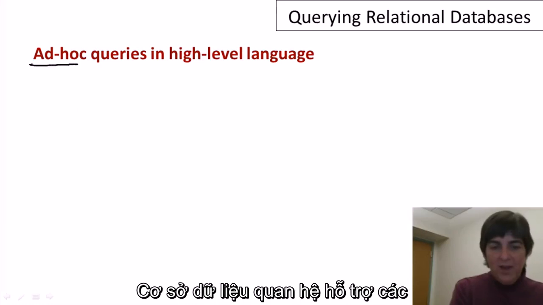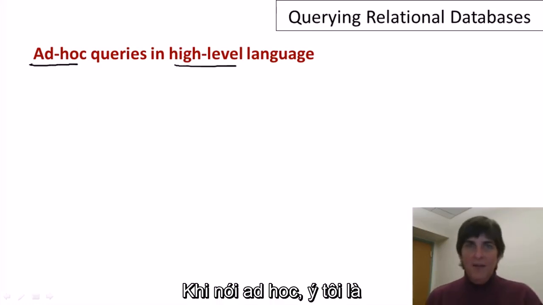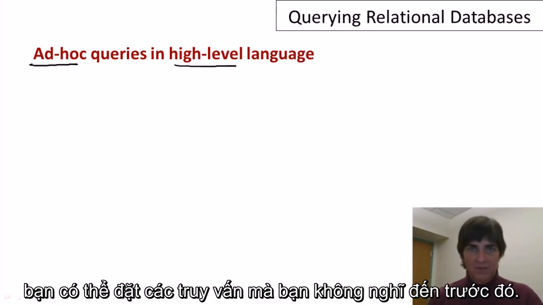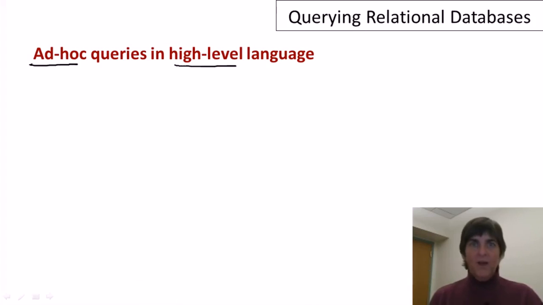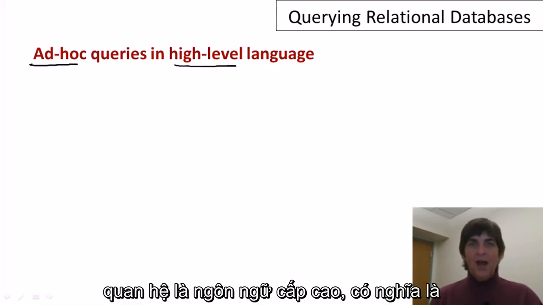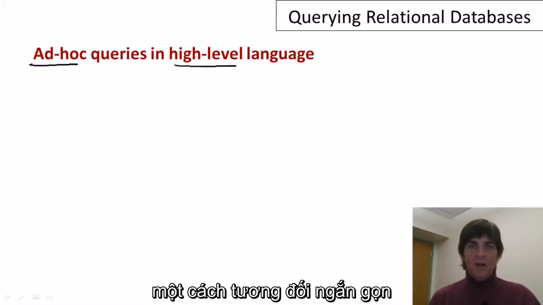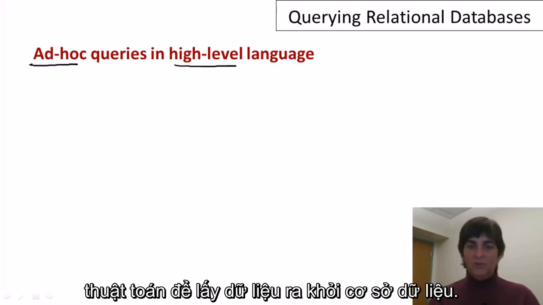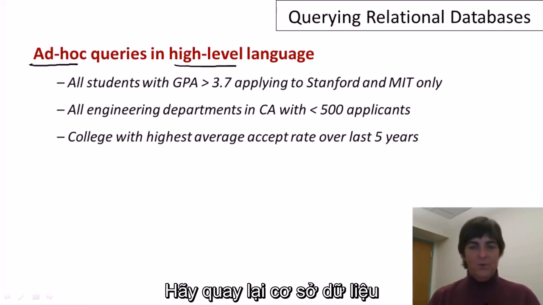Relational databases support ad hoc queries in high-level languages. By ad hoc, I mean that you can pose queries that you didn't think of in advance. So it's not necessary to write long programs for specific queries. Rather, the language can be used to pose a query as you think about what you want to ask. And as mentioned in previous videos, the languages supported by relational systems are high level, meaning you can write in a fairly compact fashion rather complicated queries, and you don't have to write the algorithms that get the data out of the database.